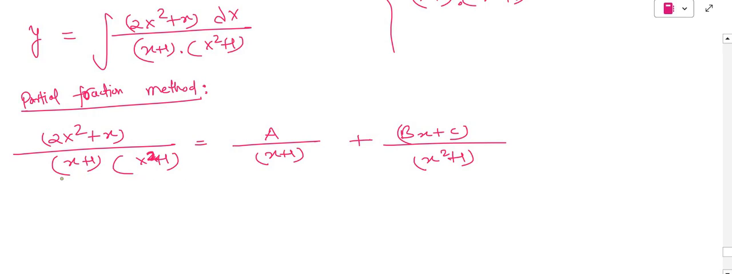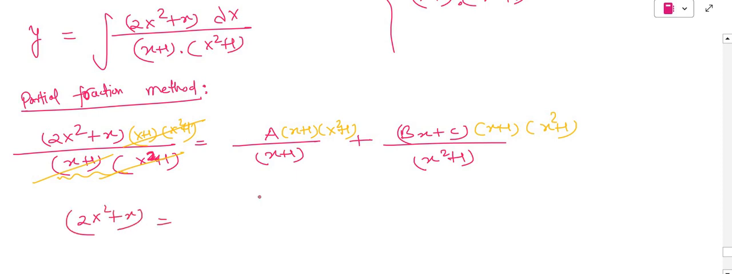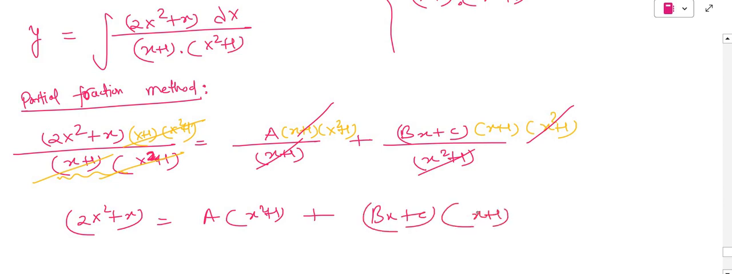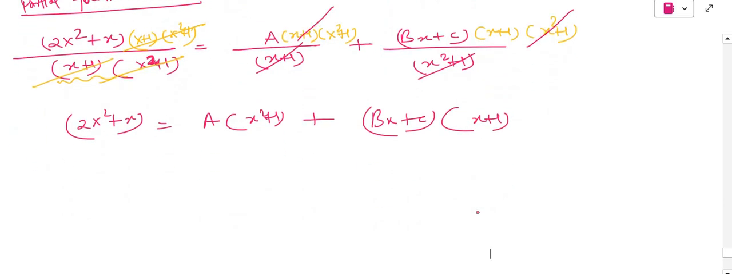And then to solve a and b, what do we do? We multiply by this denominator everywhere. Correct? Here x plus 1 into x square plus 1, here x plus 1 into x square plus 1, x plus 1 into x square plus 1. That's how we do. Then here it will cancel and I am getting 2x square plus x is equal to, this will cancel, a times x square plus 1 plus, this will cancel, so this is bx plus c into x plus 1.